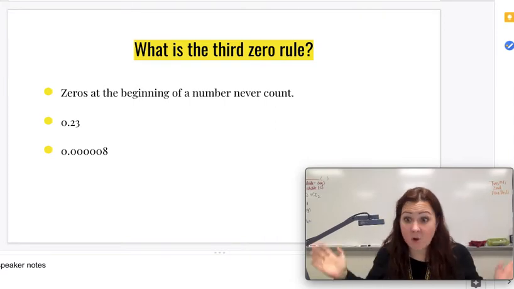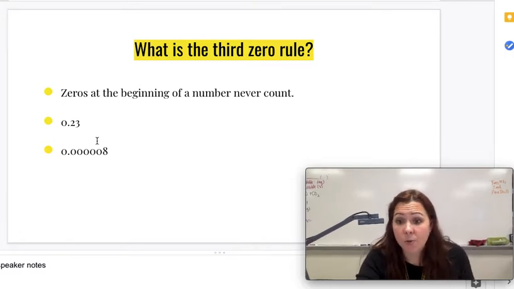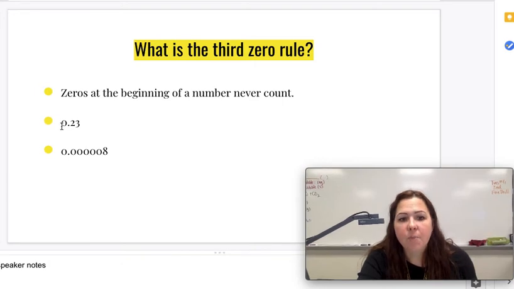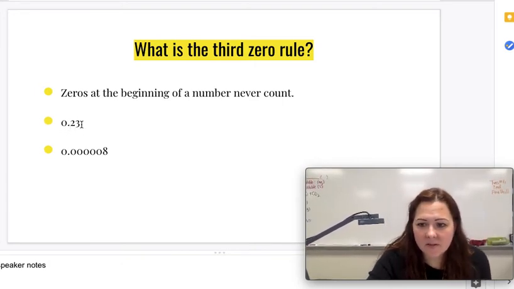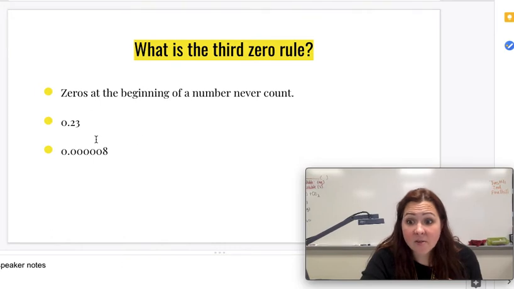Now the last one. These zeros never count. These are the zeros at the beginning of the number. Zeros at the beginning of the number are just placeholders. They show how tiny the number is. So 0.023, that 0 right there, I don't know what the technical term is. Again, I'm not a math teacher. But that 0 right there, I always heard that as an accounting 0. It's to keep track of your decimal place. It's the same thing either way if you count or if you have it or not.